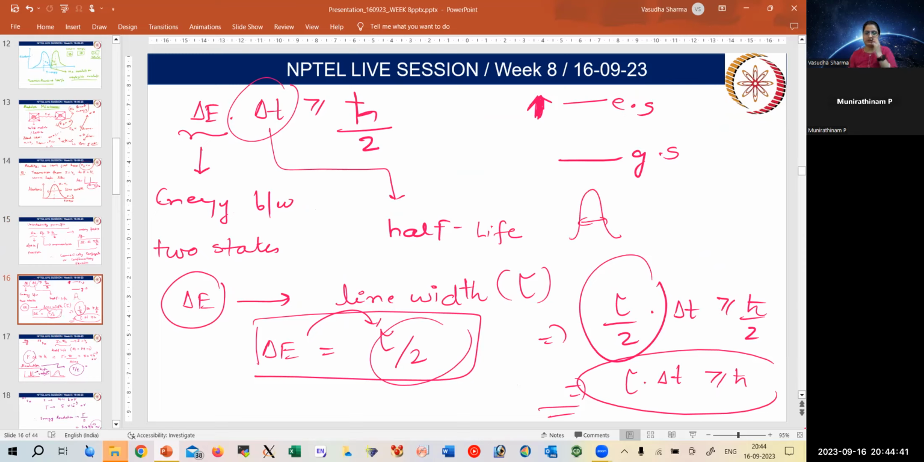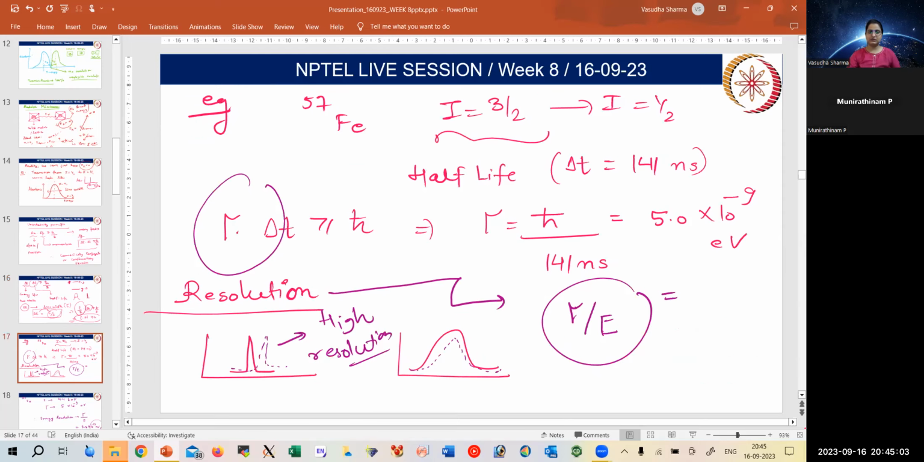If delta T is very large, then that would be coming as a very sharp peak. So the line width is there, and line width is dependent on your delta T value. This is a combination of line width, like how much width it is going to have, and delta T. So delta T is the half-life of the state. So these are the canonical pairs.